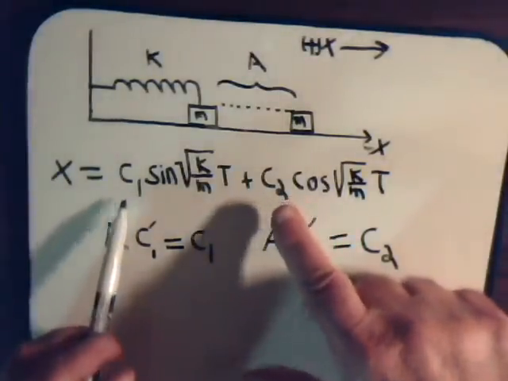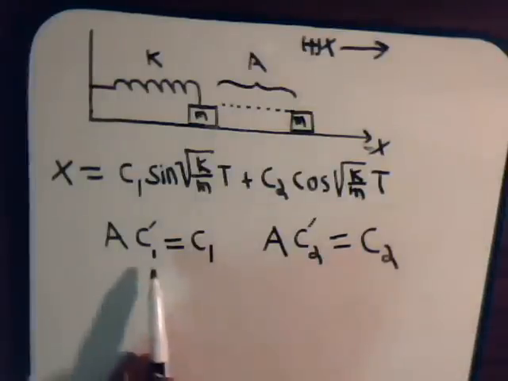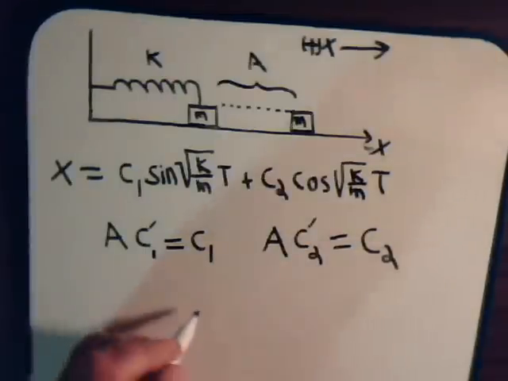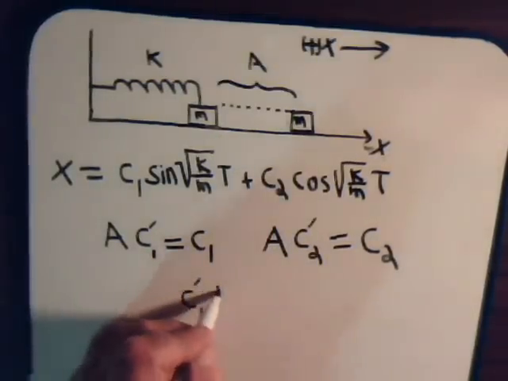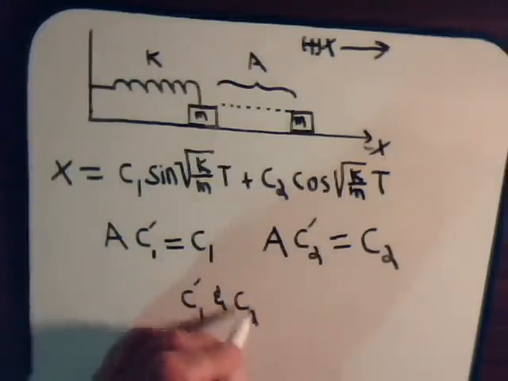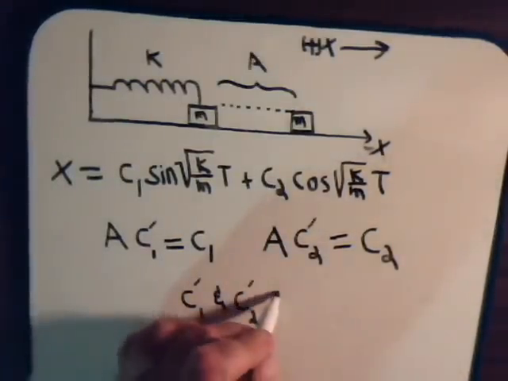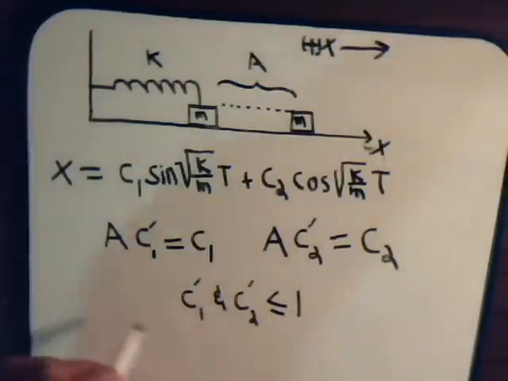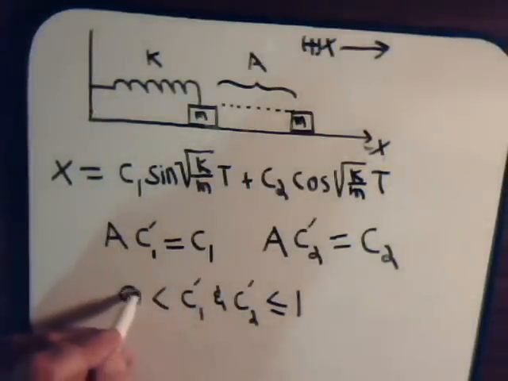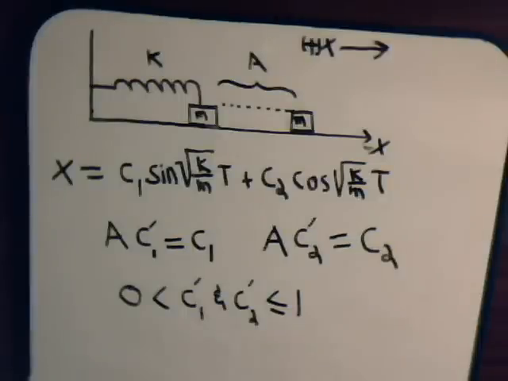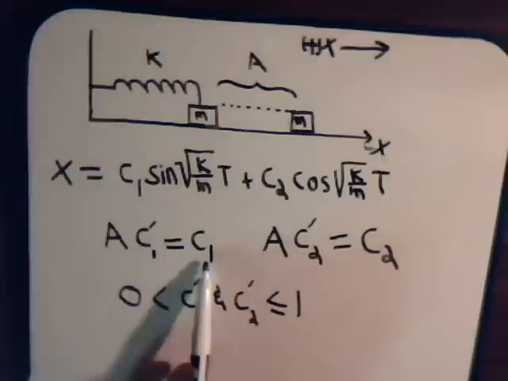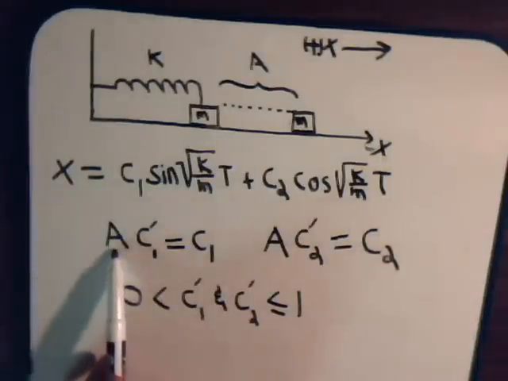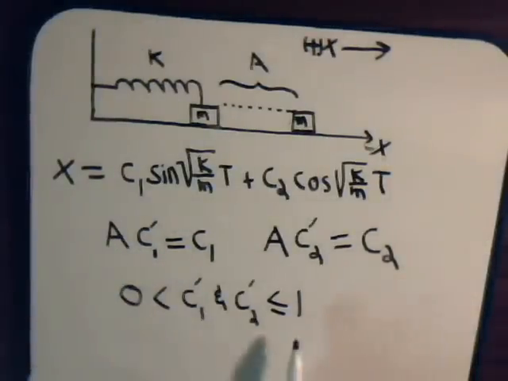Remember, these are completely arbitrary. They can be anything we want. So for C1 prime and C2 prime, let's have them so that they're less than or equal to 1 and greater than 0. Which means we're setting this up so that C1 is either going to be as large as A or some fraction of A. And likewise for C2. And that's completely legitimate because these are totally arbitrary. So these are one of the choices that we want to make.